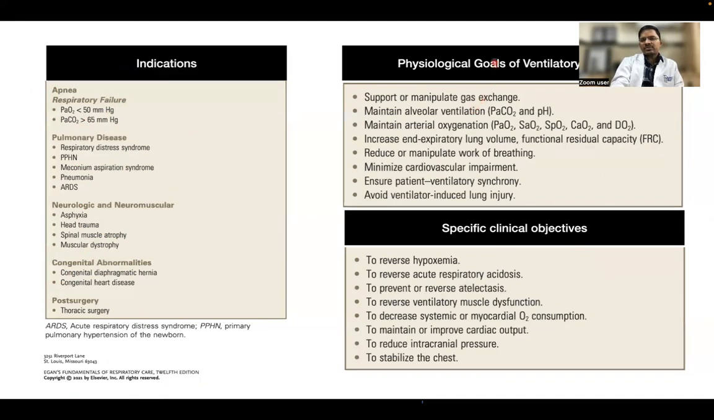Let's see what the physiological goals are. The physiological goals of any mechanical ventilation are removal of carbon dioxide and maintenance of oxygenation. Along with that, we have to understand that ventilation can cause harm, so we have to consider ventilator-induced lung injury. There are also some specific clinical objectives of mechanical ventilation: other than gas exchange, we sometimes use it to reduce intracranial pressure, to stabilize cardiac output, as well as to stabilize the chest.